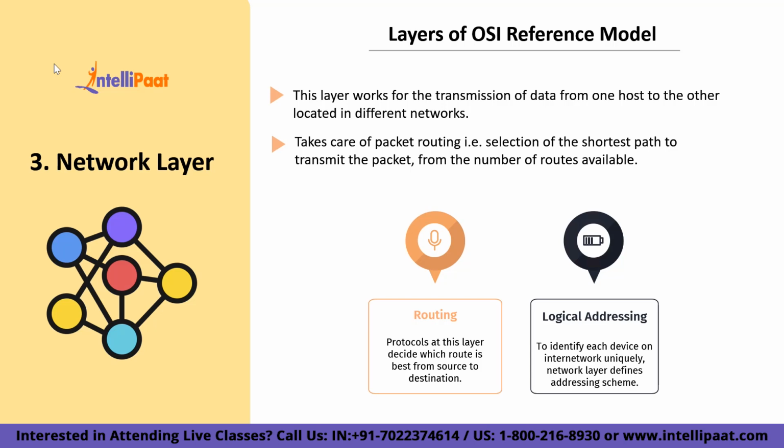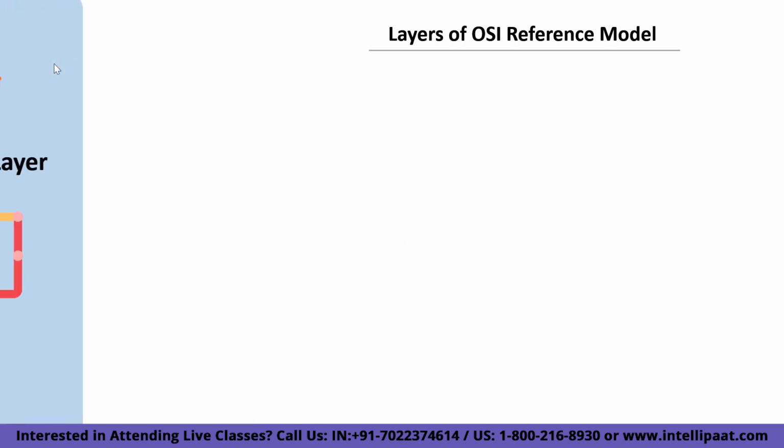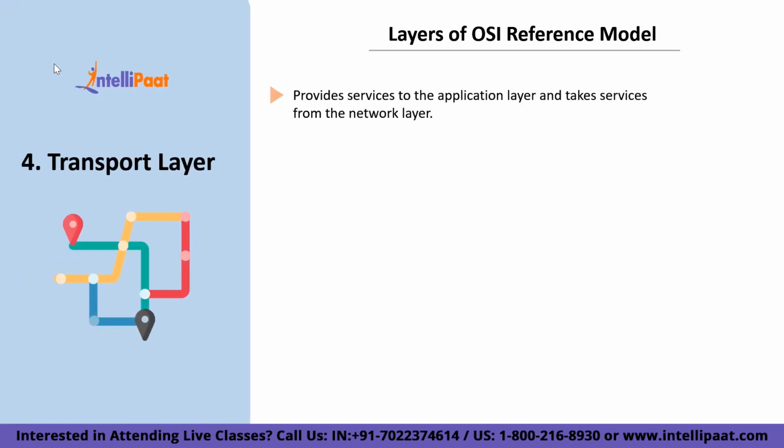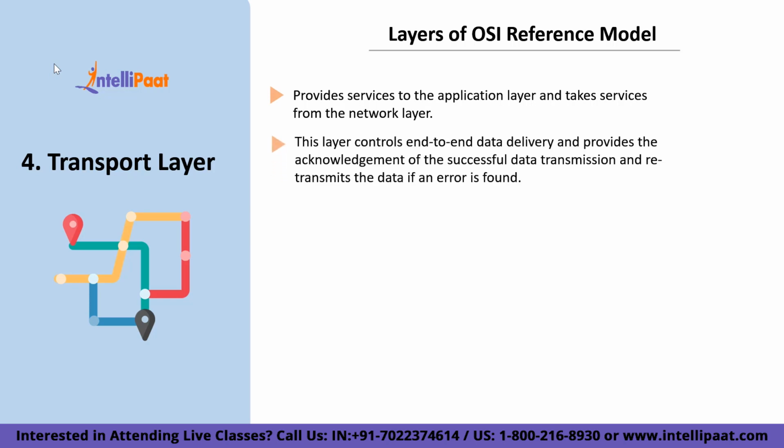Now let's talk about the heart of the OSI model, that is the transport layer. This layer provides services to the application layer and takes services from the network layer. The data in the transport layer is referred to as segments. It is responsible for the end-to-end delivery of the complete message.